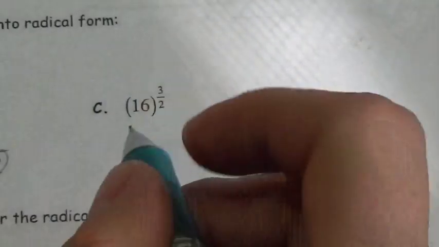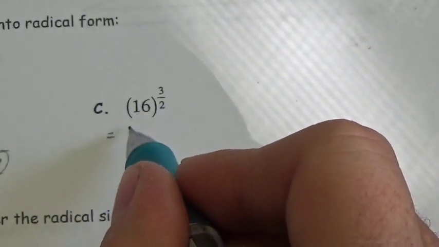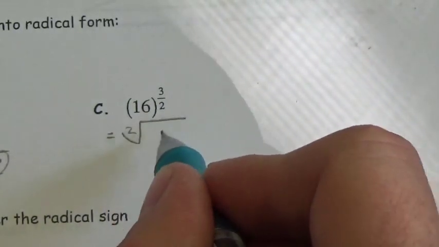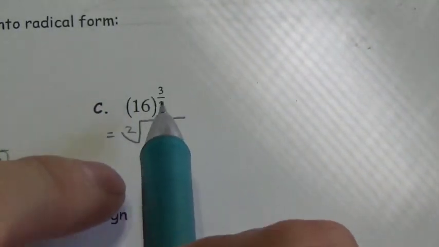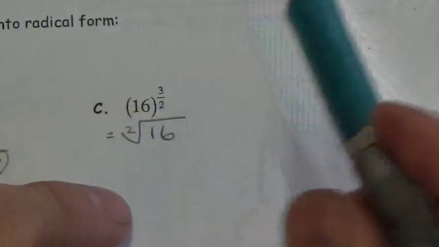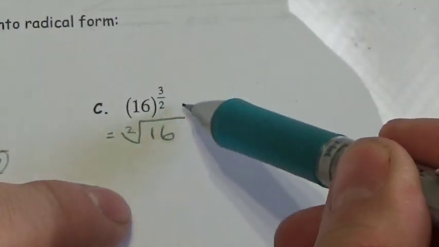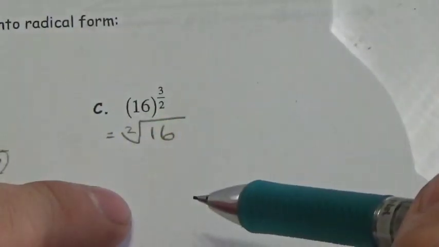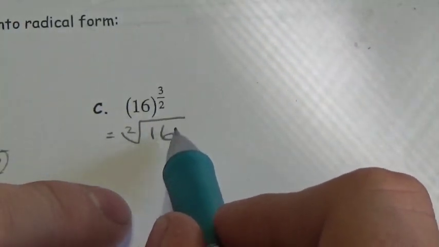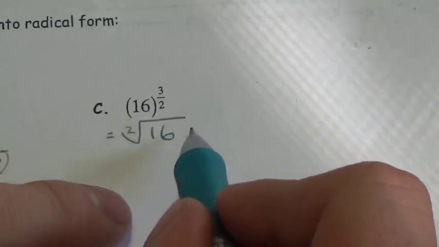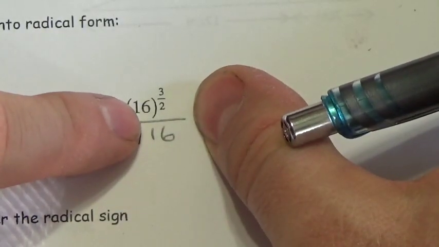Over here, again, I'm going to convert this 16 to the 3/2 into a radical. So this is going to be the square root of 16. Now, here's what I was talking about before here. I can put that cube in 2 different locations. I can either put it right on the 16 here, or I can put brackets around the whole thing and put it outside. Now, if I put it inside here, then I need to evaluate 16 cubed first, because remember that bar implies a set of brackets. So I'd have to do what's inside first.